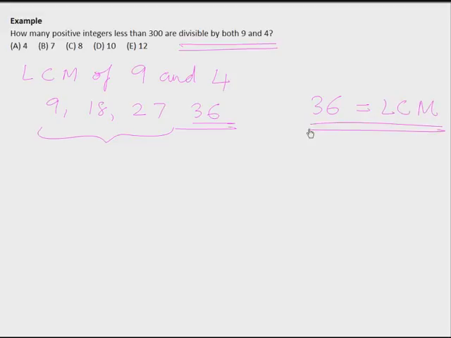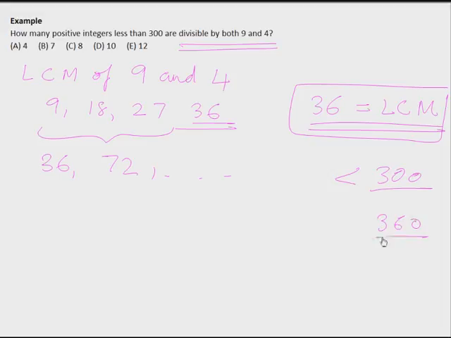We know that every common multiple of 9 and 4 is a multiple of the LCM. So how many positive integers are divisible by both 9 and 4, which means are common multiples of 9 and 4? Those are the ones which are multiples of 36. So 36, 72, etc. till we reach 300. We have to go less than 300. Obviously, if I get to 360, there will be 10 multiples. So I go 2 down, 36 and 72 down, and I'll reach 288. That's the last multiple, and that's the 8th multiple. So my answer is C, 8.